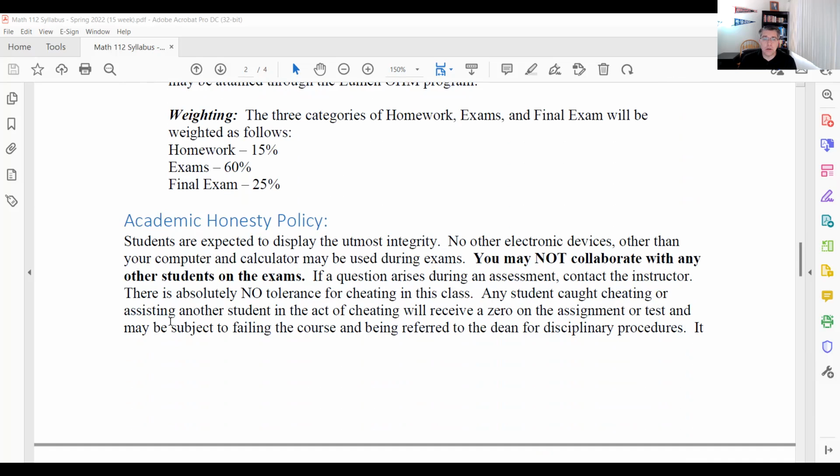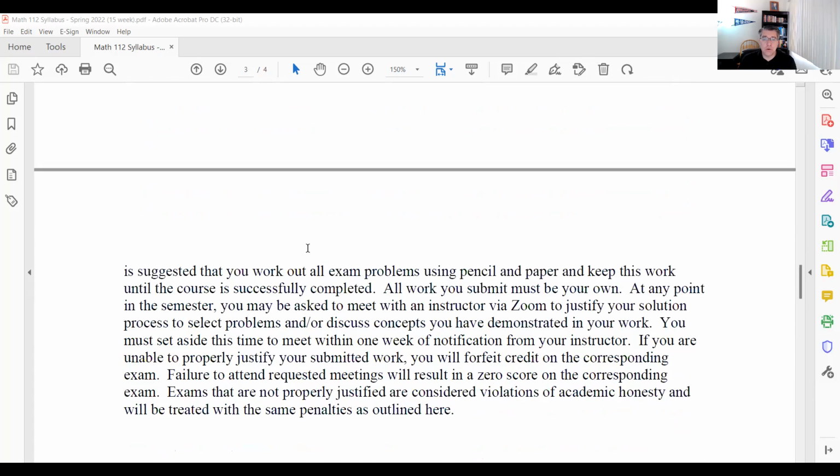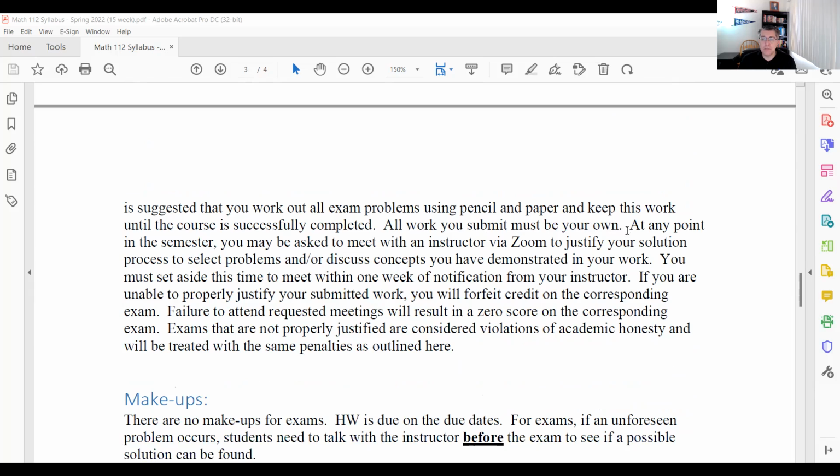Any student caught cheating or assisting another student in the act of cheating will receive a 0 on the assignment or test and may be subject to failing the course and being referred to the dean for disciplinary procedures. It is suggested that you work out all exam problems using pencil and paper, and keep this work until the course is successfully completed. All work you submit must be your own.